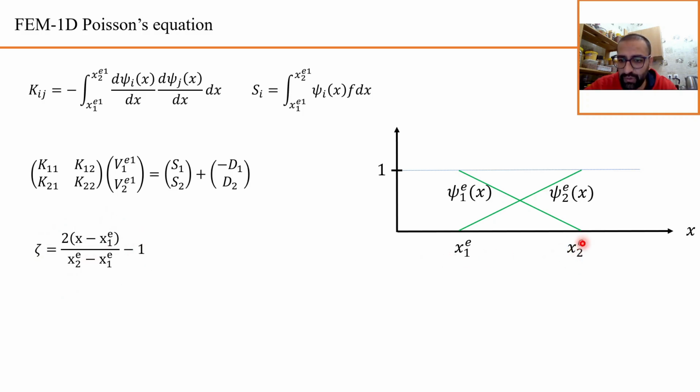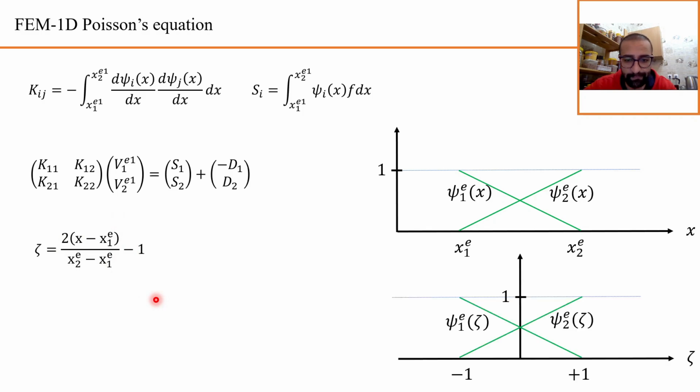And if we substitute x2 here, what we get is 2 times (2 x2 minus x1) divided by (x2 minus x1). This cancels out, and zeta takes the value of plus 1. Which means that in the new coordinate, when the position of the node is x1, the value of zeta should be minus 1. And when the position of the node is x2, the value of zeta will be plus 1.